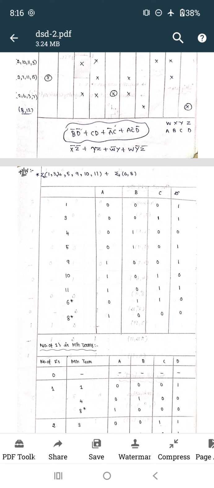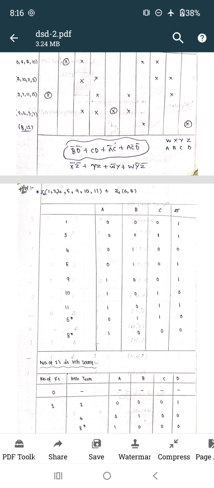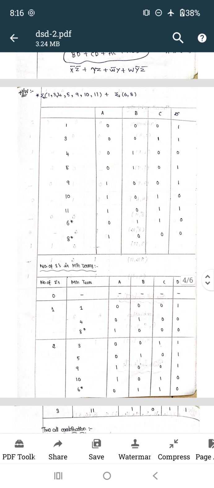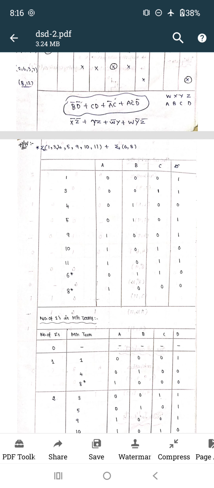For the given function, first write the binary representation along with the don't care. Here the don't care is represented with the symbol star in the superscript. First we write the binary representation for the given terms. Next we form the groupings. In the groupings, first we group the zeros ones, then single ones, then 2 ones, then 3 ones.